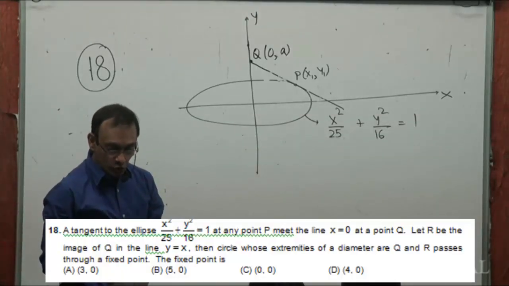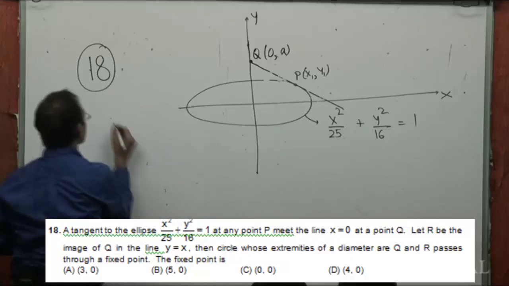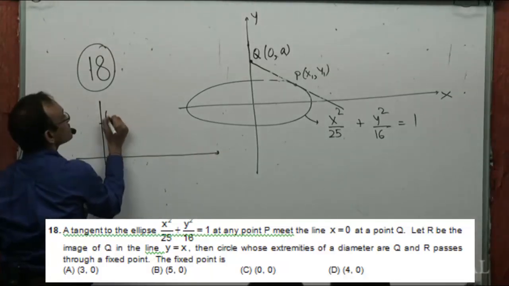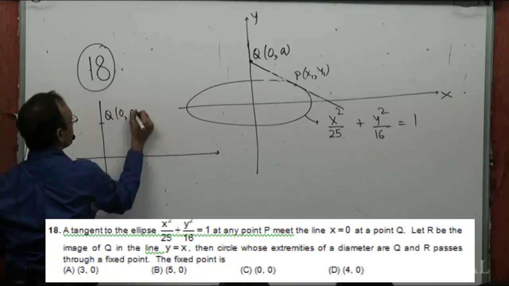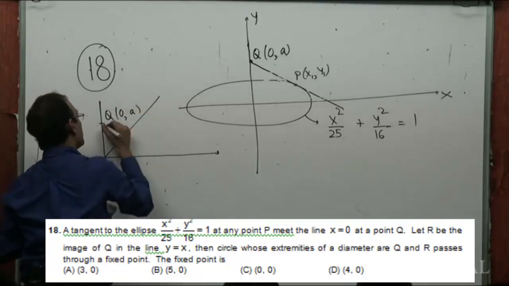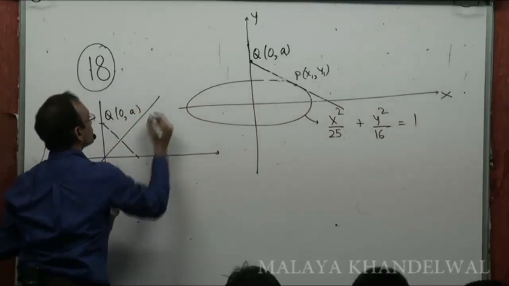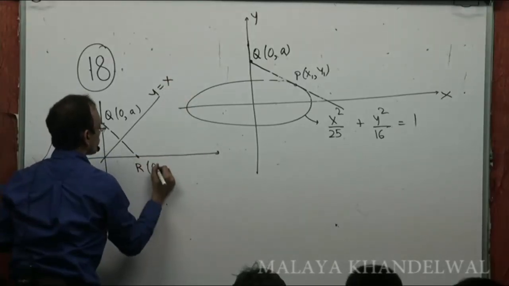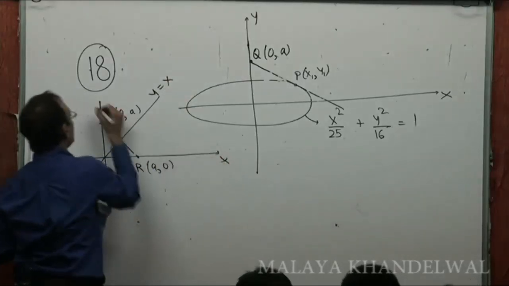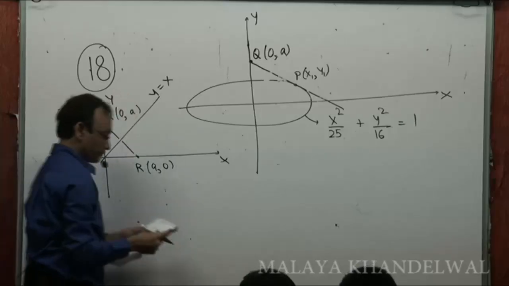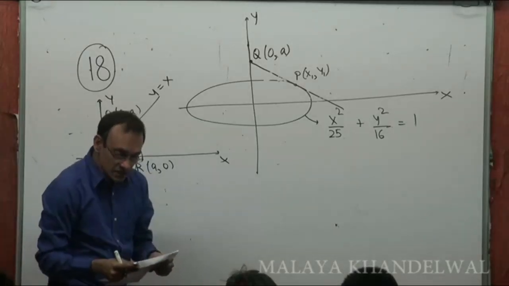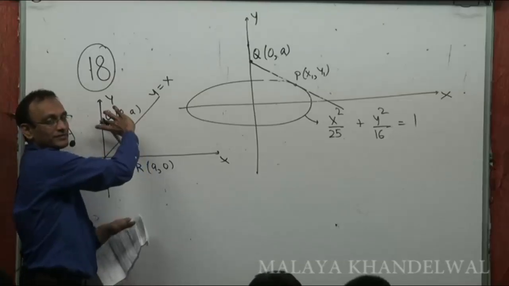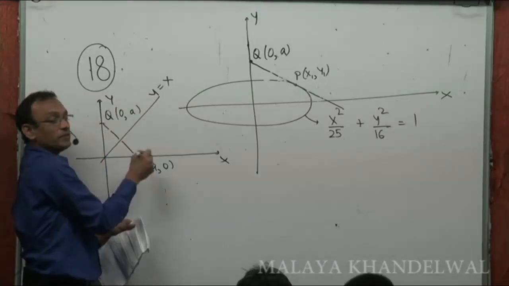R is the image of Q about the line y equal to x. So if Q is the point (0, a), then its mirror image about the line y equal to x is (a, 0). Right? A circle is drawn with diameter QR.